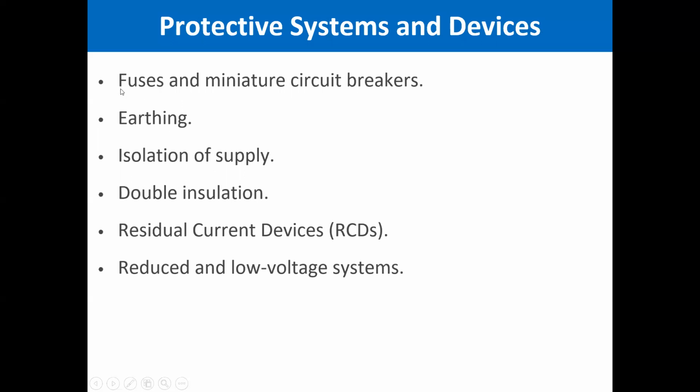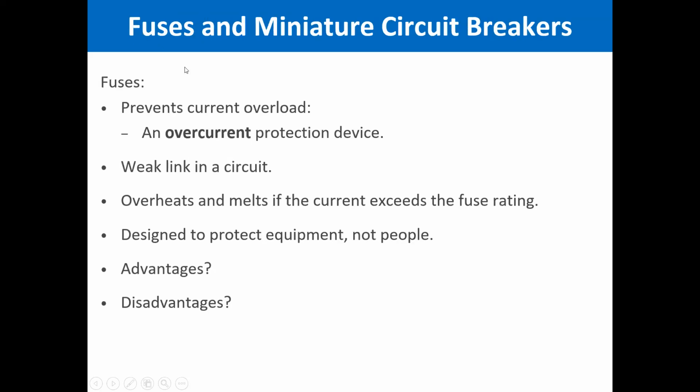Then protective systems and devices as well. You need to make sure that you have adequate protective systems and devices installed in your electrical equipment, such as fuses and miniature circuit breakers. Earthing should be provided, isolation of supply, double insulation, RCDs, residual current devices, and reduced or low voltage systems as well. Fuses and miniature circuit breakers, basically they are very, very helpful. Fuses prevent the current overload, and basically it's an overcurrent protection device. So whenever there is overcurrent or excess of current, the fuse will break the circuit. It is basically a weak link in the circuit.